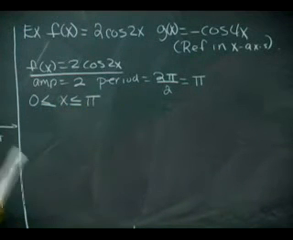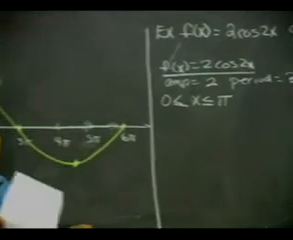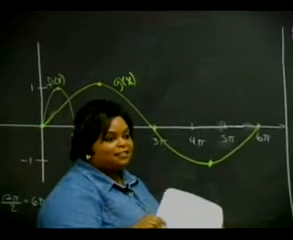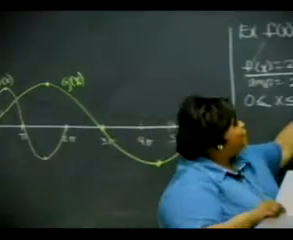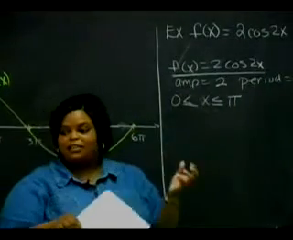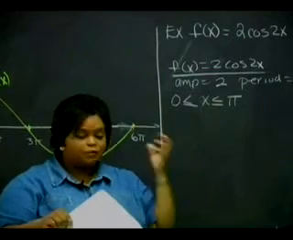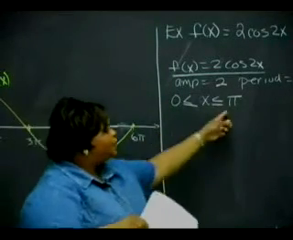Because sometimes it may not start with 0. But I don't have that bx minus c. All I have is bx here. When I have that bx minus c, then that tells me I'm going to be shifted, and that I may not start at 0. But here, since I don't have that c portion, I'm starting at 0 and going to pi.